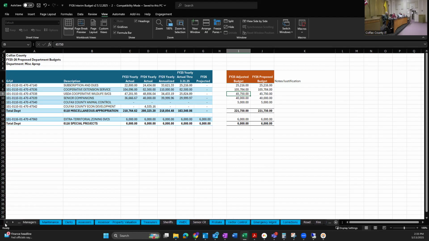Of extension, he's got it in here. I still don't know what that $6,000 is for, extraterritorial zoning services. What do they provide? I know it goes to the city, but what do they provide? They provide our zoning control. They provide what? The zoning within the ETZ. They keep up with it. Really, it's more of a pain than anything.